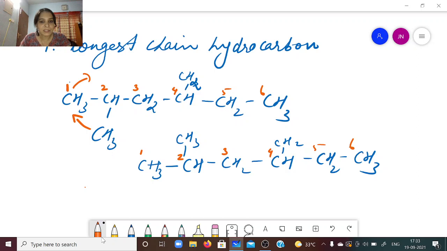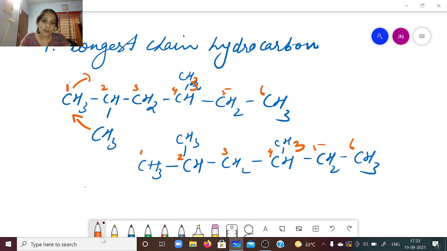See, the first is a straight chain containing 6 carbons. This is also a straight chain containing 6 carbons. In this second carbon, one CH3 branch is there. In this also, on the second carbon, a CH3 branch is there. In this fourth carbon, one CH3 branch is there, and here also in the fourth carbon, one CH3 branch is there. So understand that the end one can be bent. Clear? Fine. So this is how we are counting the longest chain hydrocarbon.